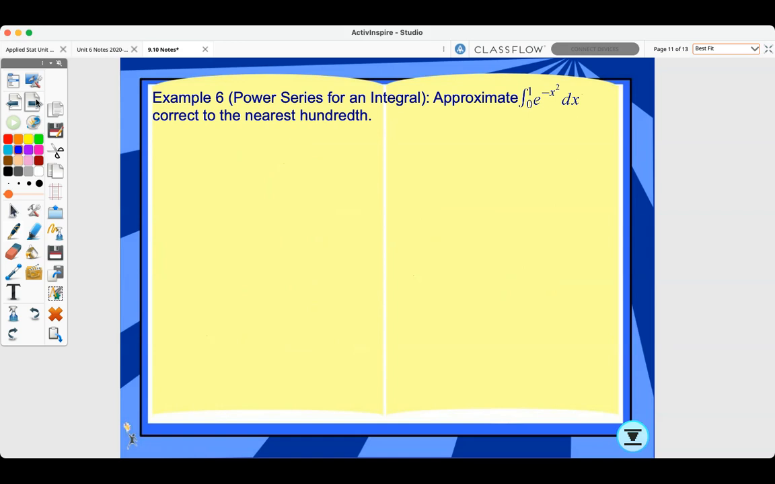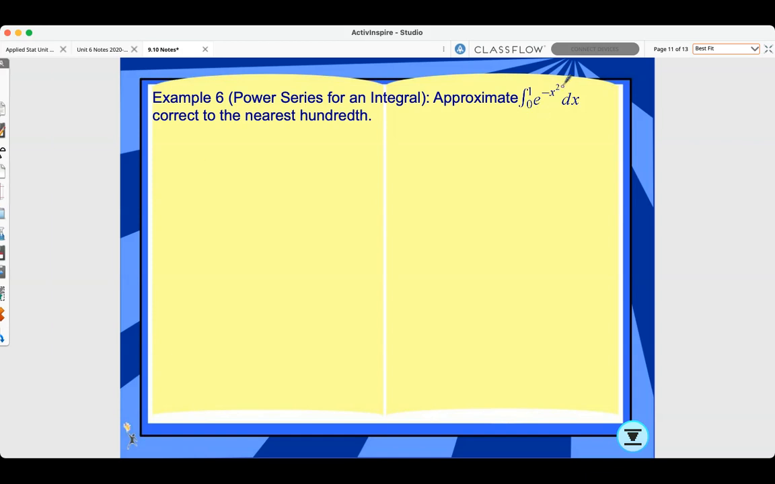And example 6, approximate the integral of e to the negative x squared from 0 to 1, correct to the nearest hundredth. So when we're doing this, we're going to look at the terms and look at the denominator to see which one's the nearest hundredth with this. So first, let's start with e to the x because we're doing e to the negative x squared. So e to the x would be 1 plus x plus x squared over 2 plus x cubed over 6. And we're looking for an error less than 1 over 100.